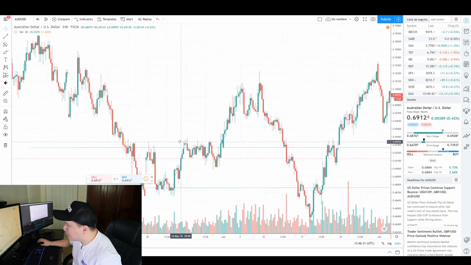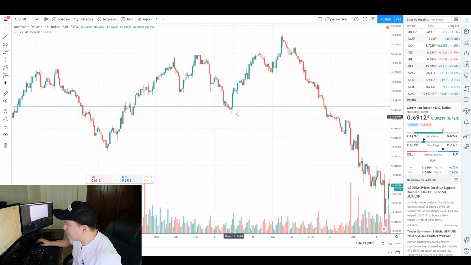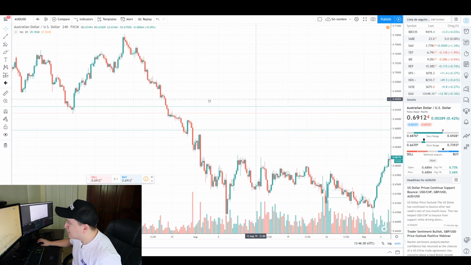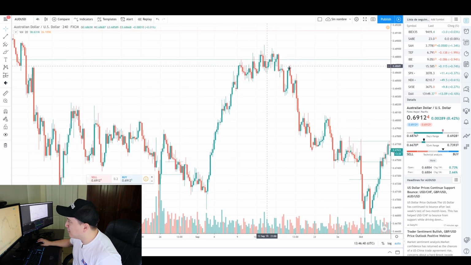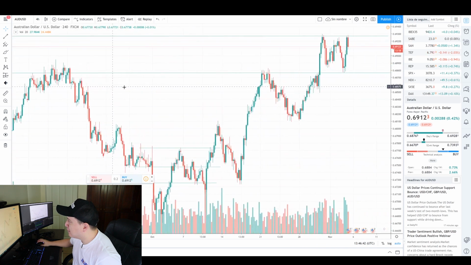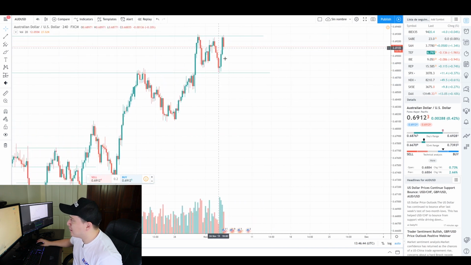Let's follow the same support and resistance. Hold on. Now this became a support. You see, it touched and it started jumping. Then it dropped. It became a resistance line again, and it's right here.